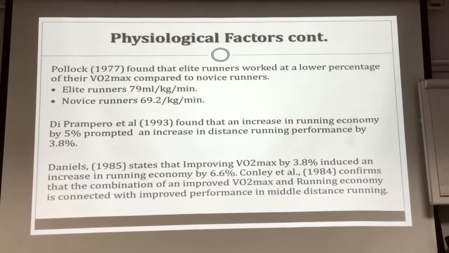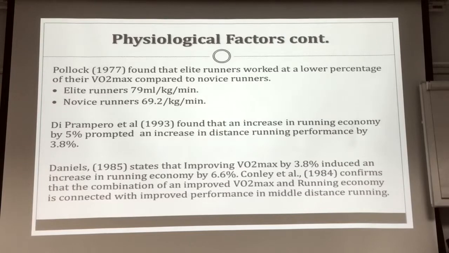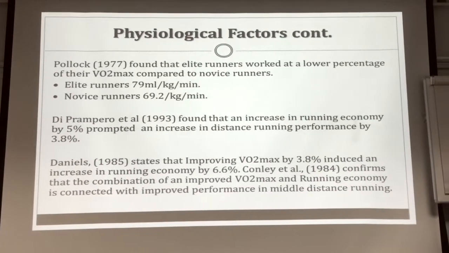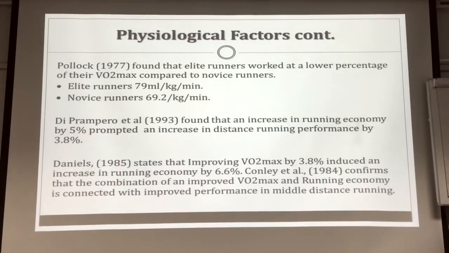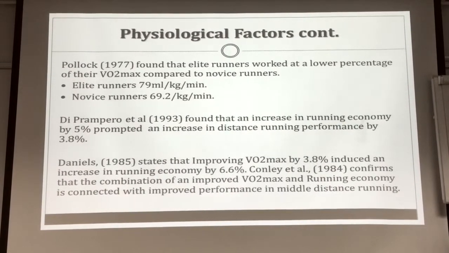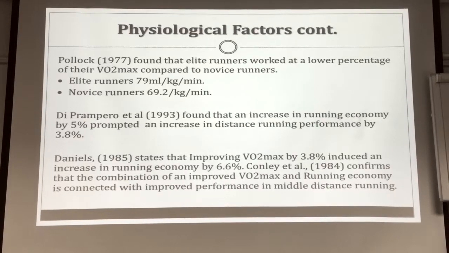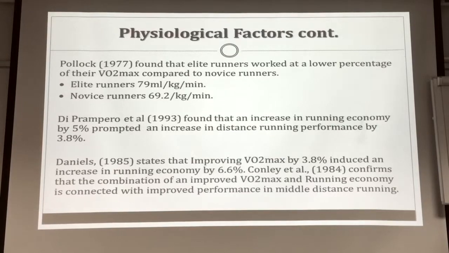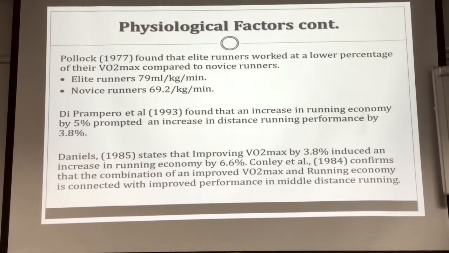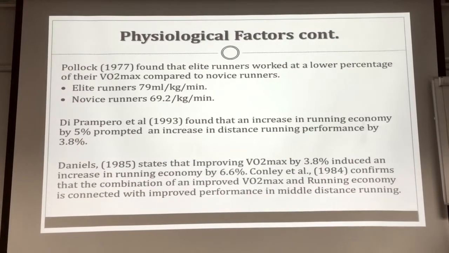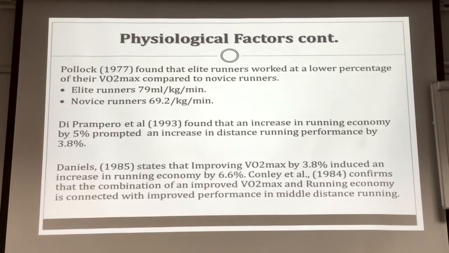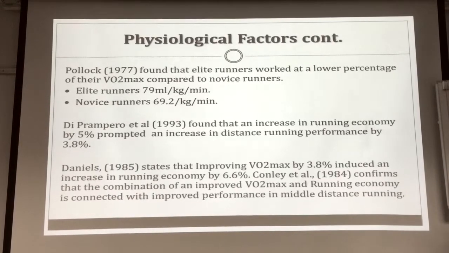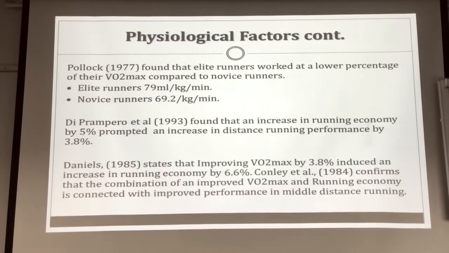Physiological factors of middle distance runners continued. Pollock found that elite runners worked at a lower percentage of their VO2 max compared to a novice runner. Pollock also found that elite runners had a better VO2 max compared to novice runners. For example, an elite runner averaged 79 ml per kilogram per minute VO2 max, and a novice runner averaged 69.2 ml per kilogram per minute VO2 max.